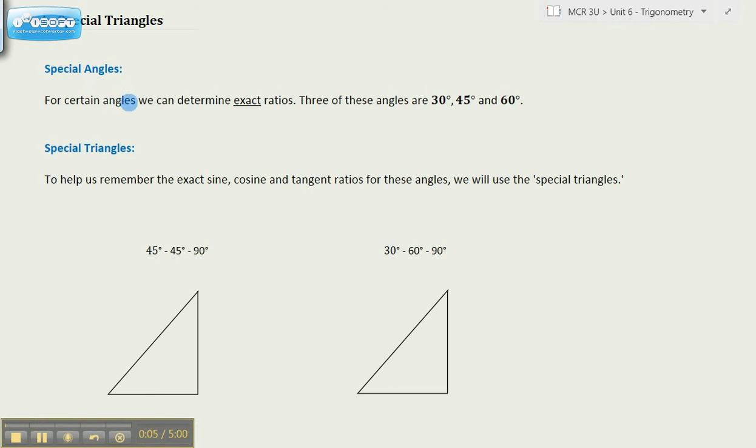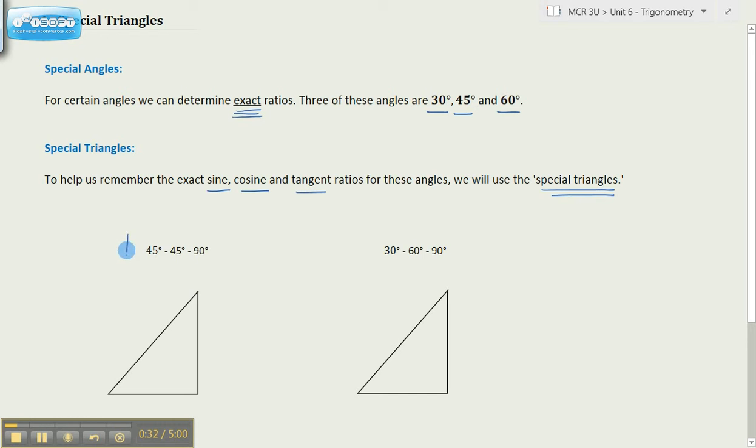For certain angles we know the exact ratio. The three angles that we know the exact ratios for are 30, 45, and 60. To help us memorize these exact ratios, we have generated what we call special triangles, so that we know the exact sine, cosine, and tangent ratios for these three angles, which are contained in the triangle.